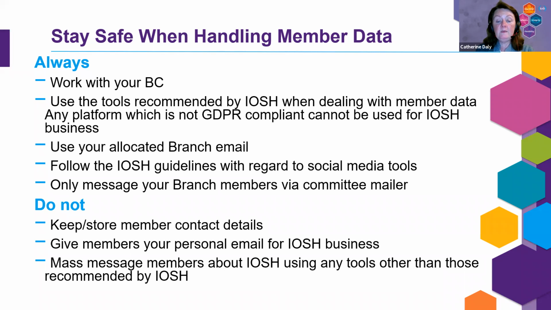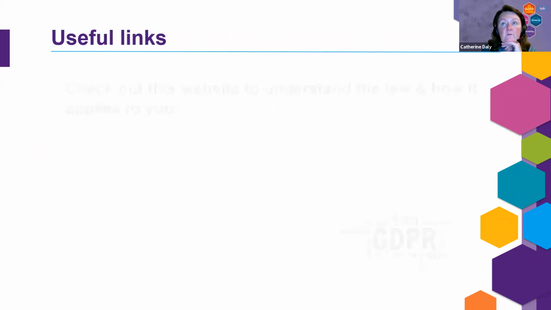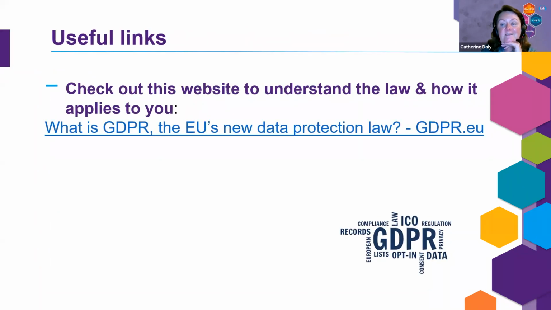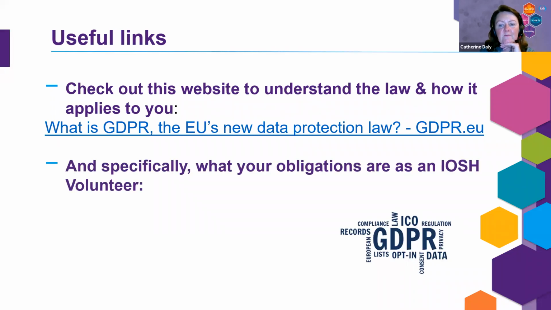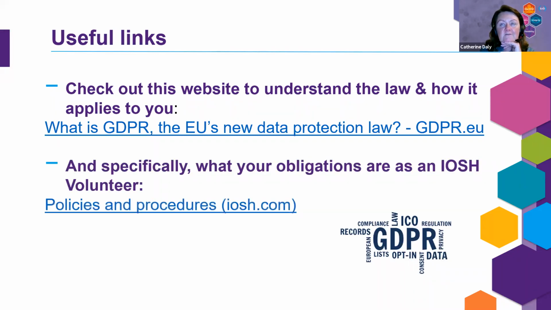And give members, in general, if you are working as volunteers on IOSH business, it is really useful to use your branch email address, because that isn't your own personal email, and use the tools that are actually given. There are a number of useful links on this. If you had the time and the wherewithal to look, you could have a look through the GDPR. There's lots of legal terms.